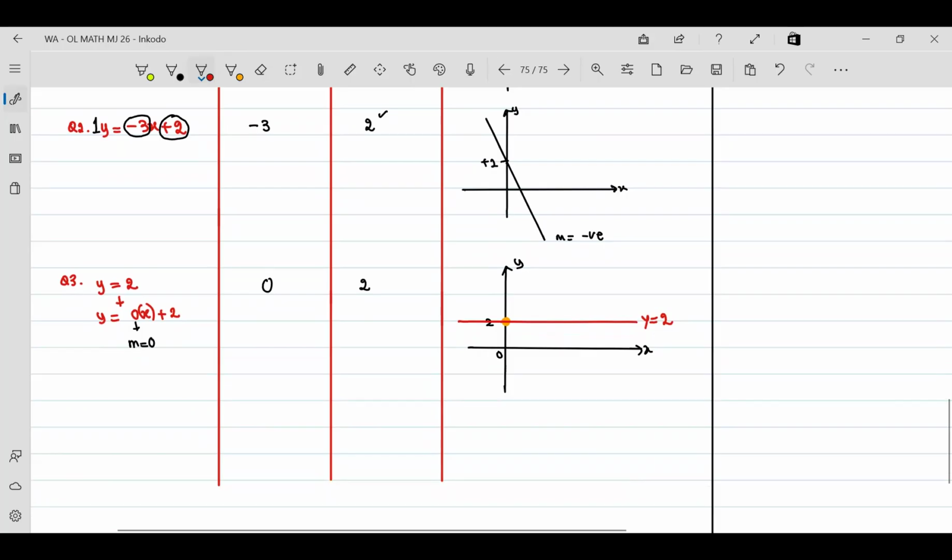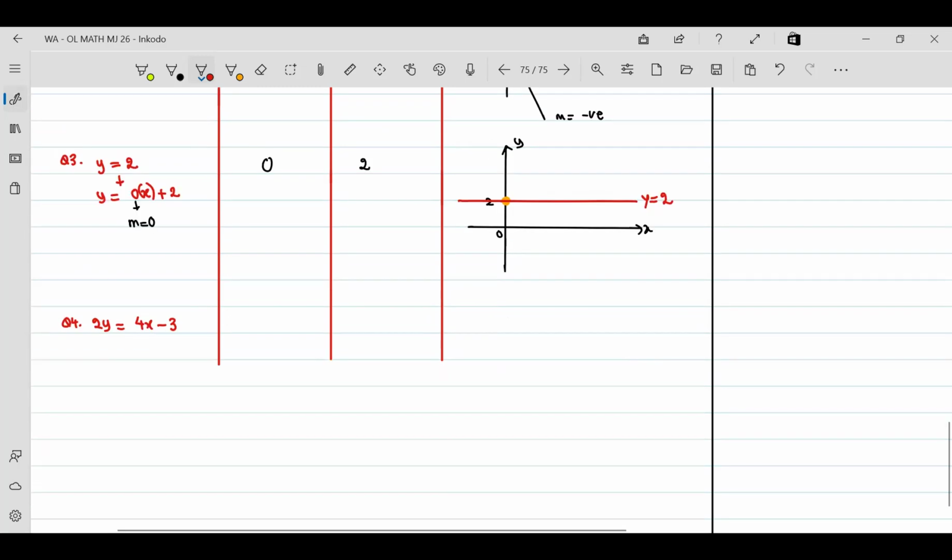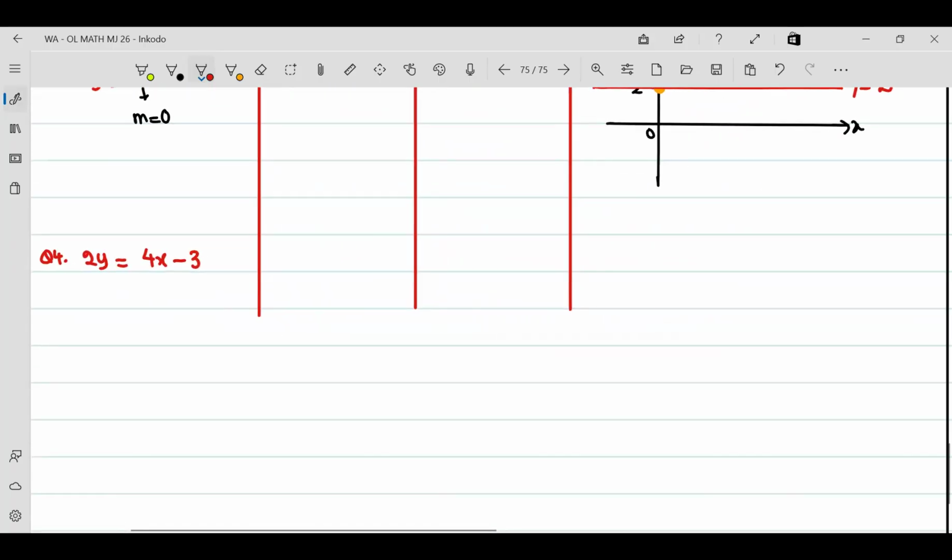Yes, sir. Okay. Next is question number 4. So it's 2y this time equals 4x minus 3. Now, the condition that you have to follow in order to find out the gradient and the y-intercept is to make y the subject of the formula. To make y the subject of the formula means you will have to make sure that y is on one side and there is no coefficient attached to y except 1. So this 2 is being multiplied with y. When you take it away, you divide the whole equation by 2. So this 2 and this 2 is gone. You're left with y on the left hand side.